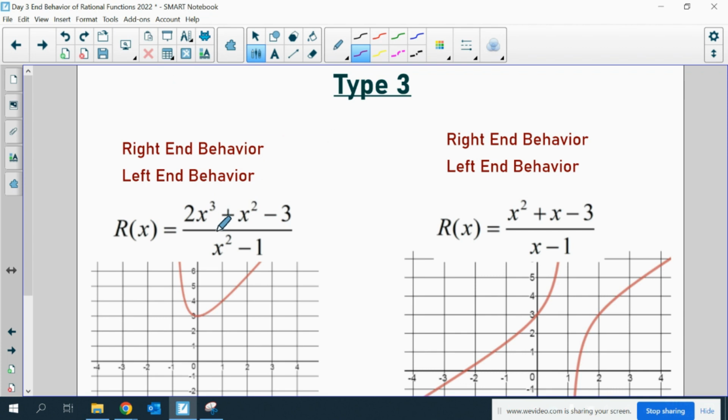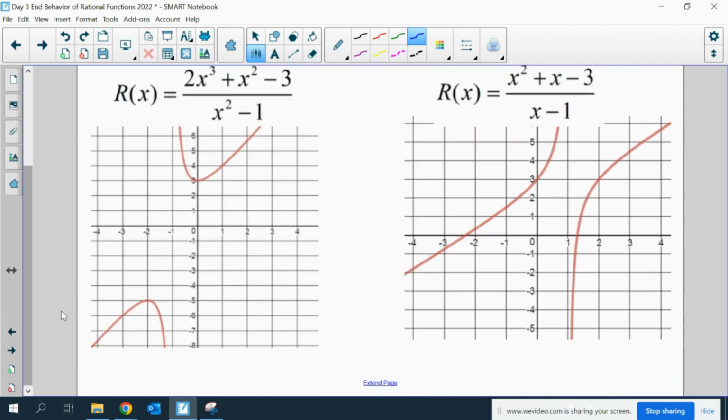Finally, what happens if the function has the power on the top bigger than the power on the bottom? Well, in that case, as x approaches infinity or negative infinity, we do not appear to have a horizontal asymptote. So in this case, and in this case, we ended up with an asymptote that looks like a slanted line.